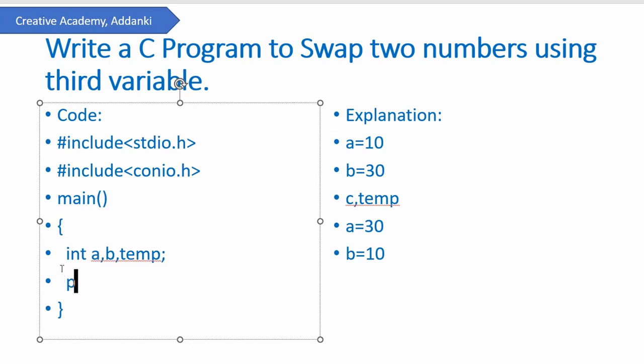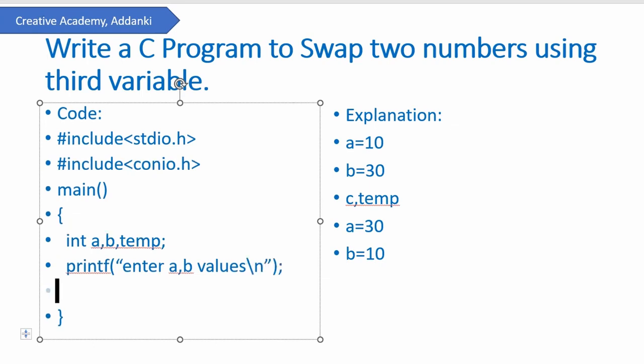So I need two input values. I will be writing printf, enter a comma b values. To print output properly, I am taking a backslash n here so that if I write any other print statement, it will be printed in the next line. Now I need to read these two variables using scanf. As these two are integer types, I will be taking two percent d's.